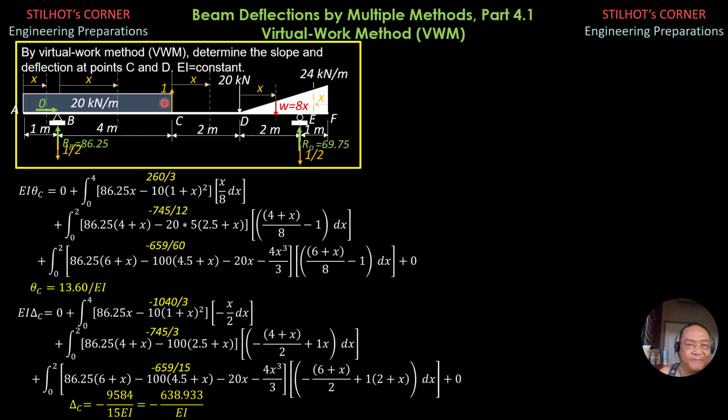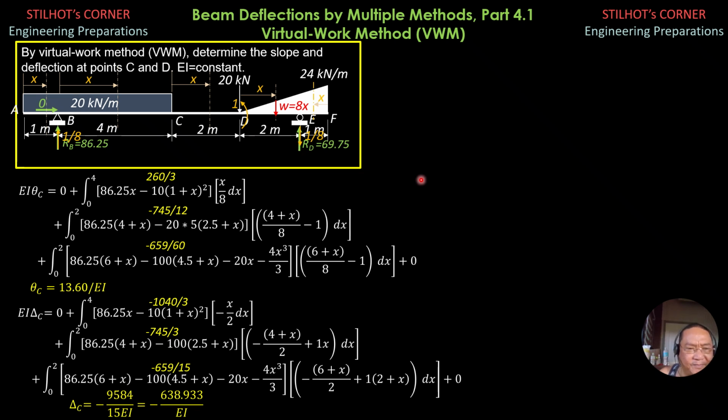Then we remove that. We now apply a unit counterclockwise couple, positive couple at D as shown. So the reaction here would then be, we'll go back to 1/8 upward, then 1/8 upward, 1/8 downward as shown in the figure.